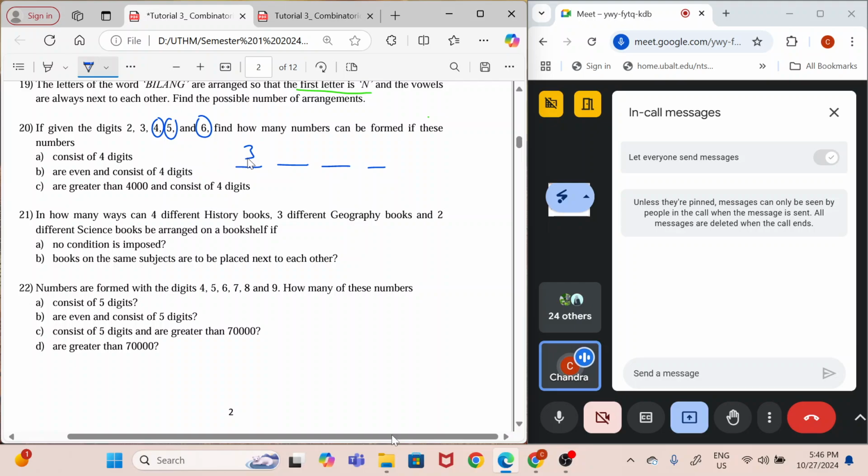One of the three numbers goes inside here. Let's say 4 goes inside here, which means left is 1, 2, 3, 4, 3, 2. You will get 72 also.